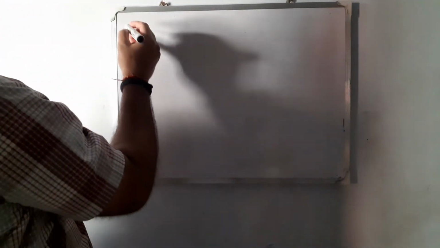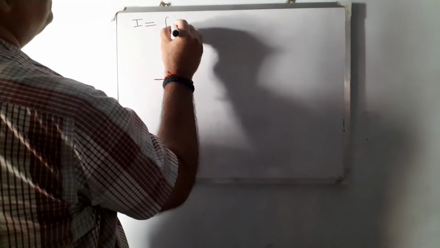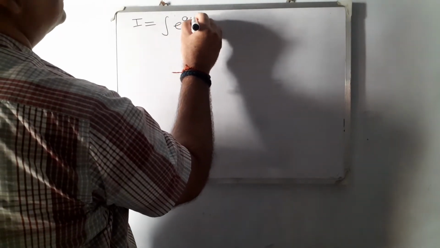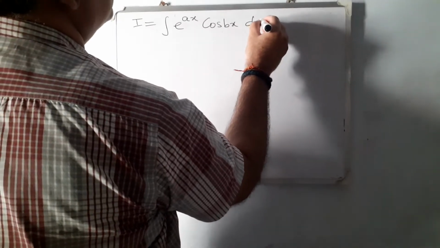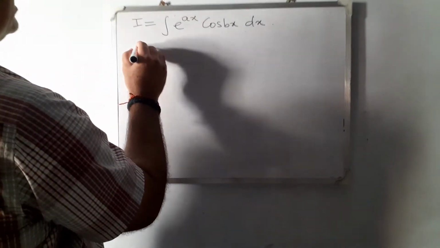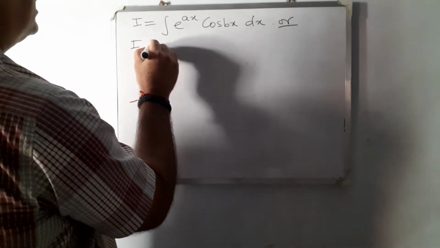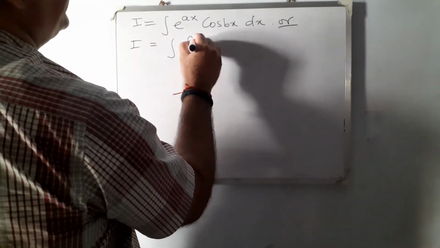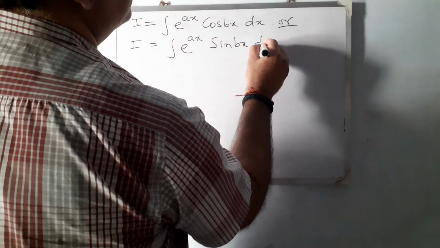Now, in this integration by parts, we have a few special types of problems like I is equal to integral e power ax cos bx dx, or I is equal to integral e power ax sin bx dx.